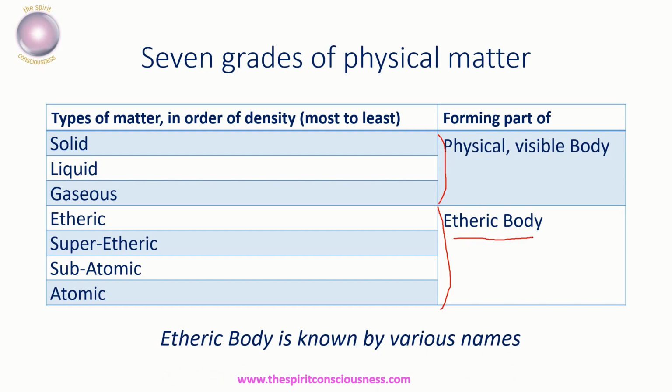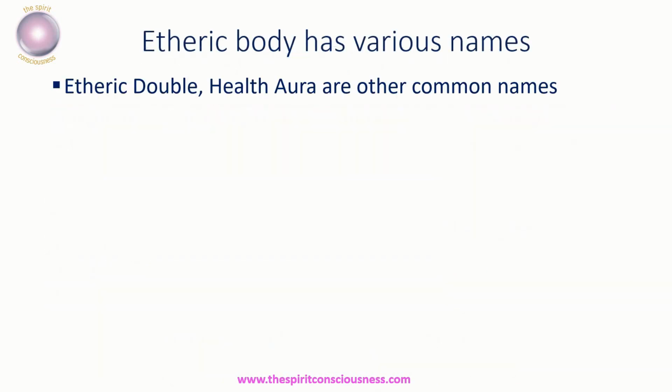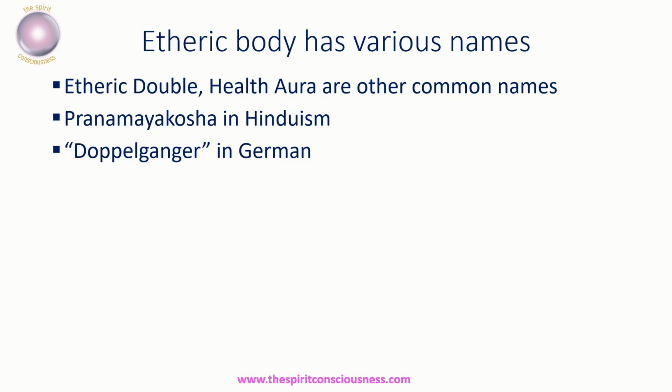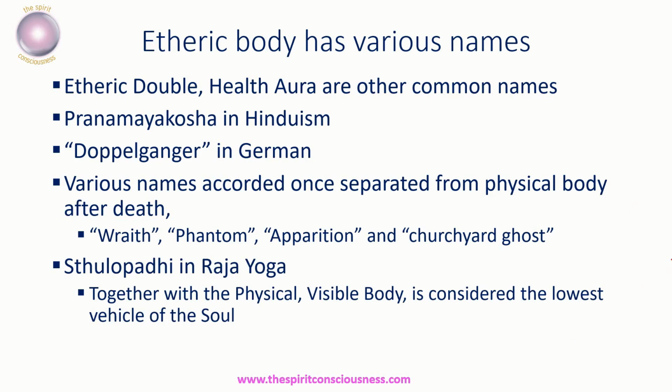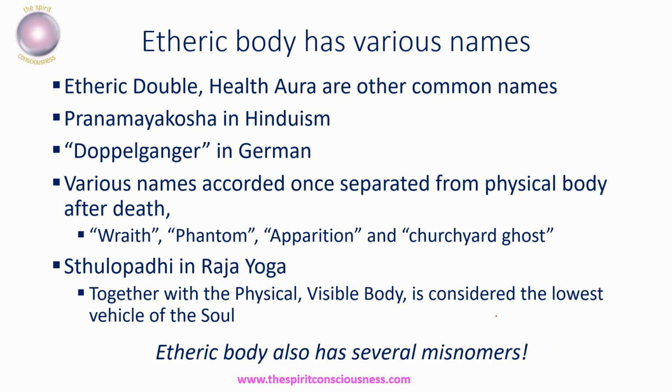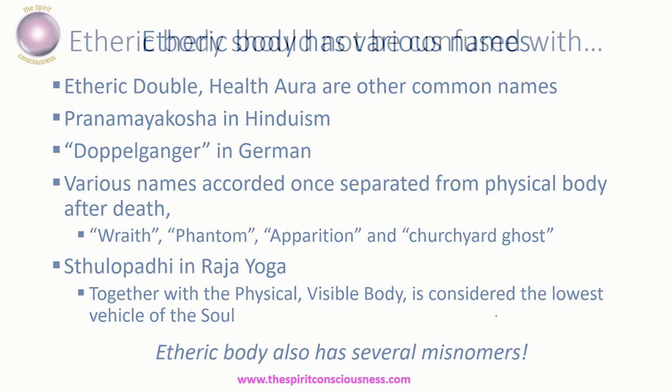The etheric body is known by various names. So etheric double and health aura are some names which are very common to the etheric body. It's also called the Pranamaya Kosh in Hinduism, doppelganger in German. Various names have been accorded to it once it is separated from the physical body after death. Wraith, phantom, apparition, and churchyard ghost are some of them. It's also called the Sthula Deha in Raja Yoga, which along with the physical visible body is considered the lowest vehicle of the soul.